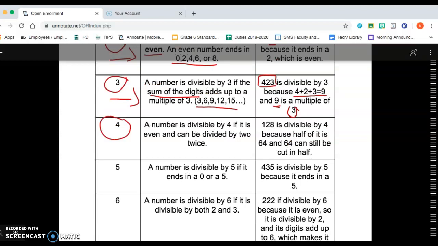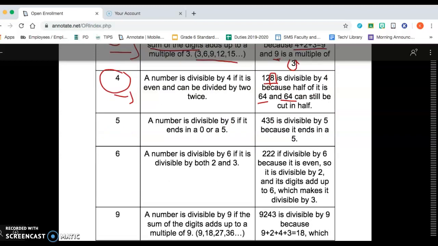Number 4, so write down the number and the rule. A number is divisible by 4 if it is even and can be divided by 2 twice. So 128 is divisible by 4 because first of all, it's an even number, it ends in 8. And then because half of it is 64, and then we can also cut it in half again. So that means it is divisible by 4. So if it's an even number and we can divide it in half twice, then that means it will be able to be divided by 4.